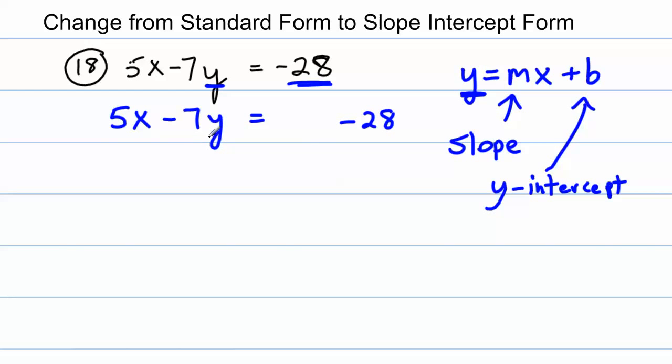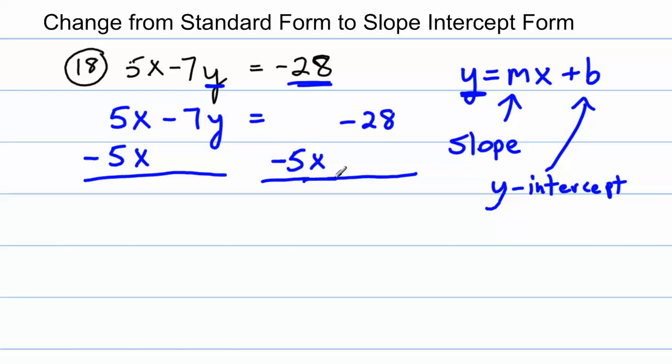I want to get this y by itself, so I need to move this 5x to the other side, and I do that by adding its opposite or subtracting 5x from this side. Whatever we do to that side, we have to do to this side. All right. And then we'll simplify. So these cancel, and we're just left with negative 7y equals, and then on this side we just copy down minus 5x, and then this comes down, minus 28.